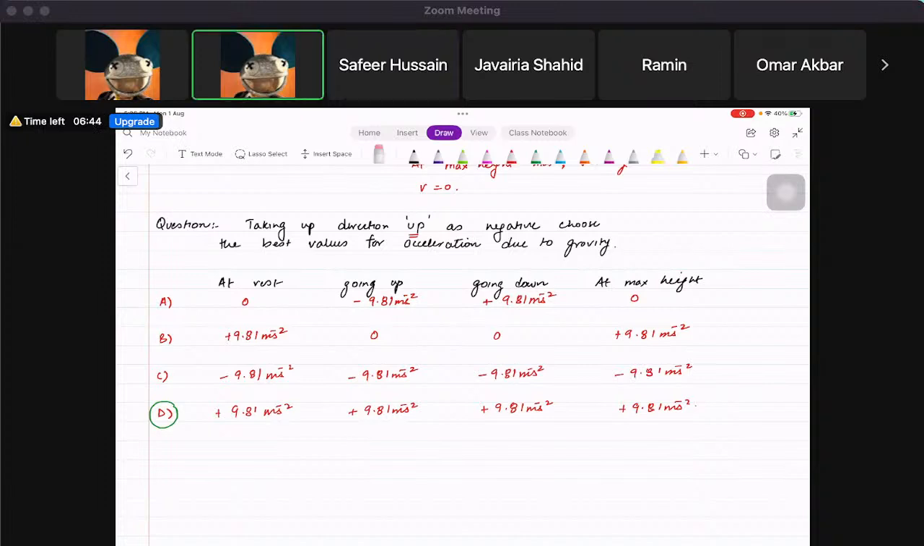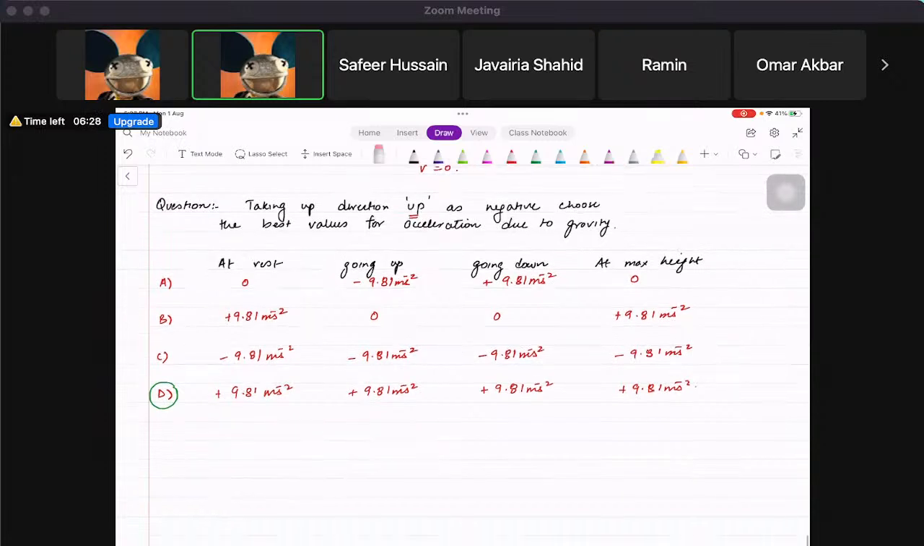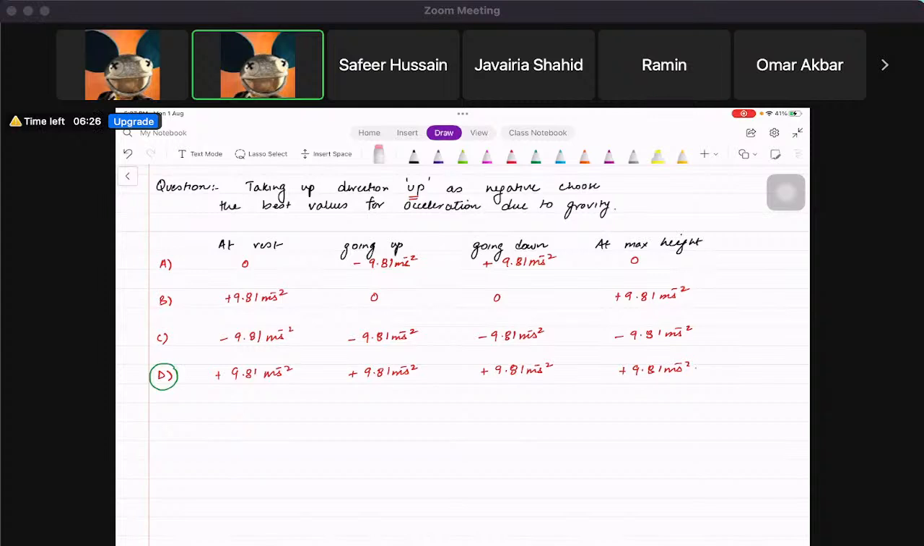And always remember, no matter what, every object will feel acceleration due to gravity at rest, sleeping, eating, whatever. Is it clear? So make sure that concept is clear. This is the reason this question is very good. From this point, we can now understand free fall.